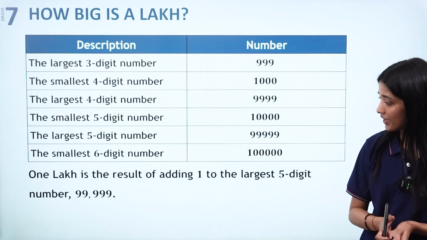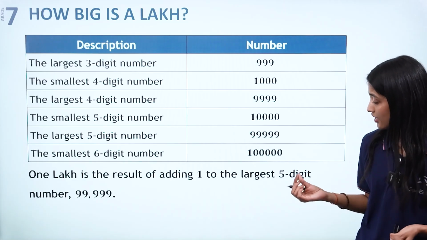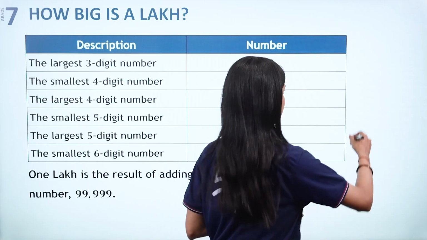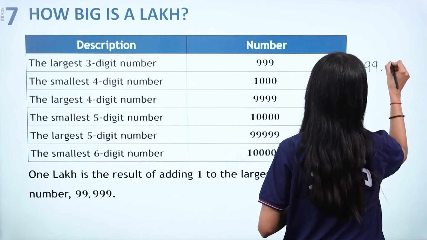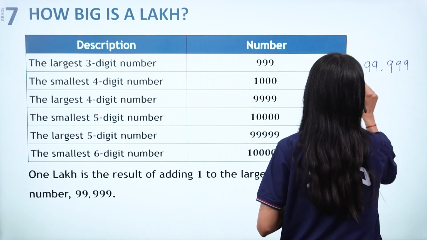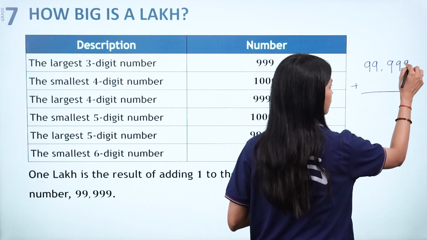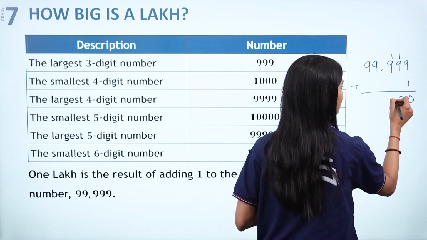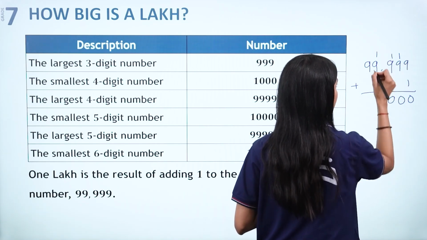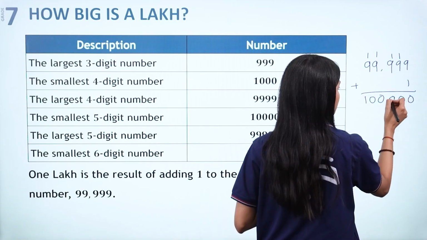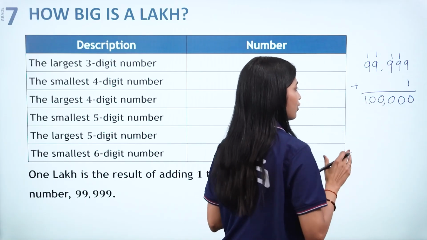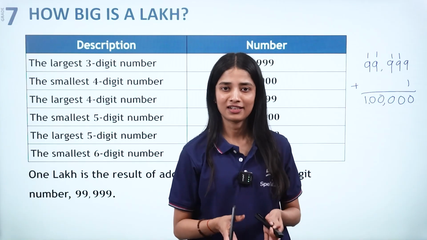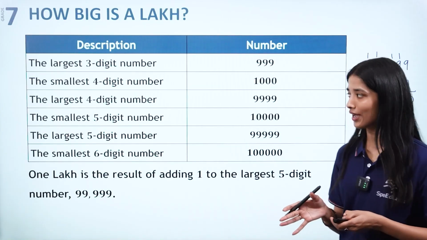1 lakh. So 1 lakh is the result of adding 1 to the largest 5-digit number, which is 99,999. What this means is that if you add 1 to 99,999, 9 plus 1 is 10, 1 in the carry, 9 plus 1 again 10, 1 in the carry, and so on until it becomes 10. So ones, tens, hundreds, thousands, ten thousands and lakh. So 1 lakh is nothing but the addition of 1 to 99,999. Okay, I hope this is clear.